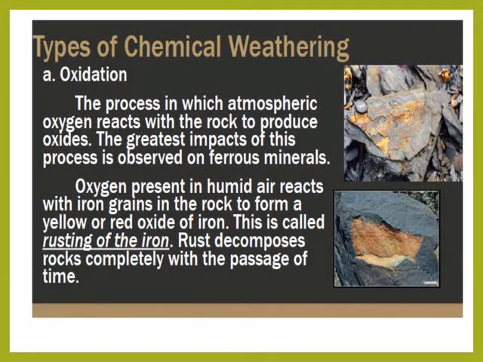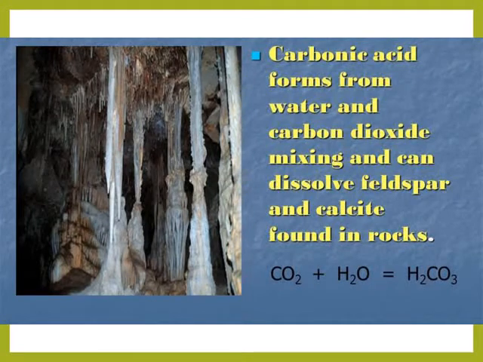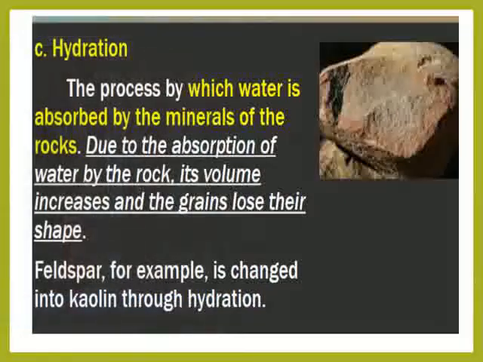Then carbonic acid: carbon dioxide plus water combines to give carbonic acid, isn't it? That also weathers feldspar and calcite found in the rocks. Then hydration. Hydration is the process in which water is absorbed by the minerals of the rocks, so its volume increases and the grains lose their shape. Here also feldspar changes into kaolin through hydration.